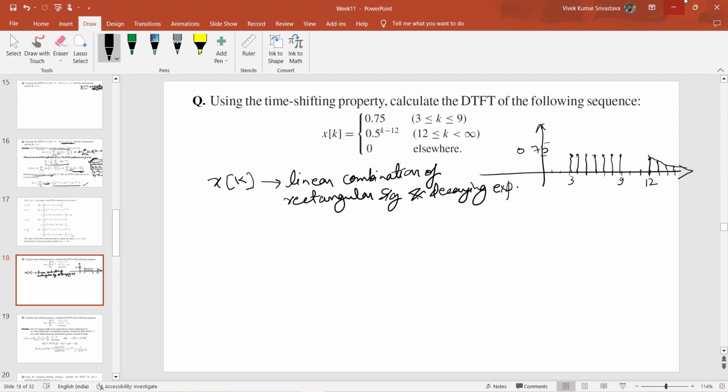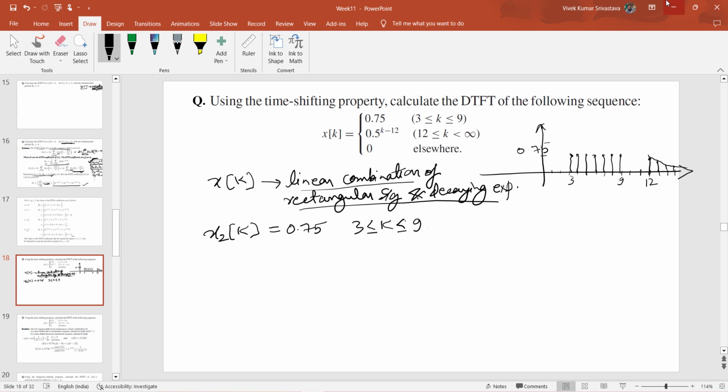Like we already know from our previous problem, let us say x2 of k is equal to 0.75, which is defined for an interval of 3 to 9.